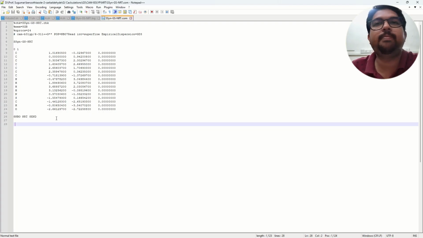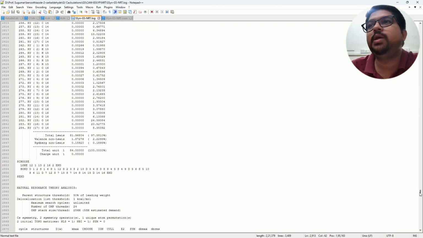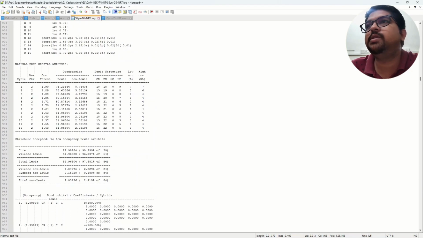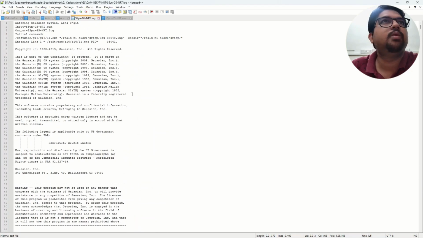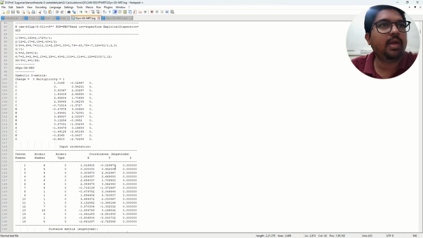Once you submit your calculation, it will take some time, but since it is a single point calculation, it may not take huge time. Depending on the size of the molecule, it will be done roughly within 10 or 15 minutes. Okay, now you will get an output file something like this.